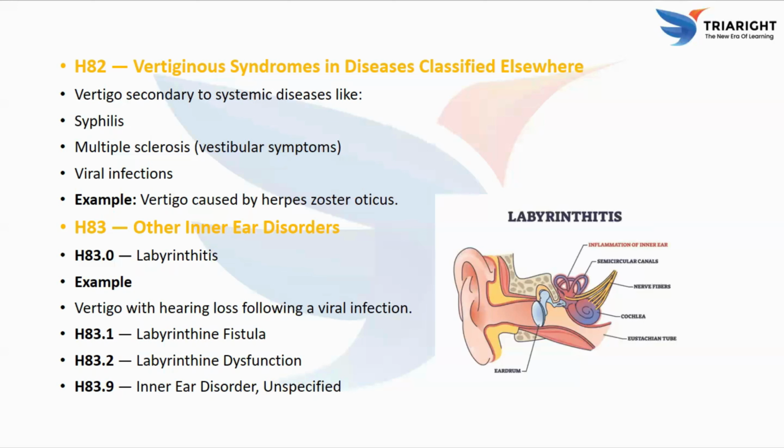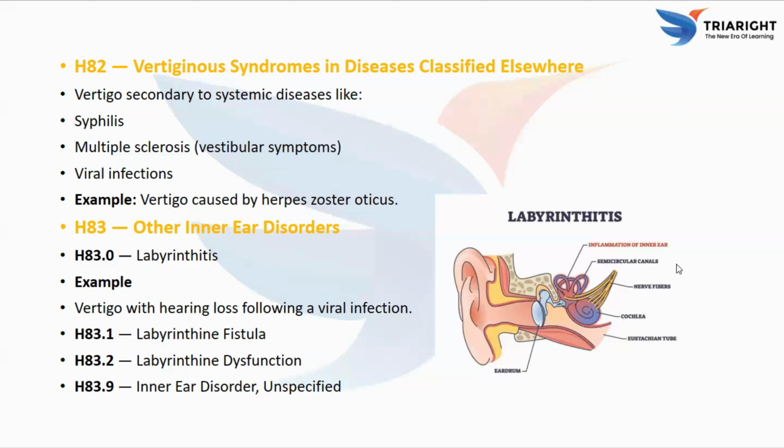So what will be the symptoms? You can experience vertigo, which is acute or severe, hearing loss, which is sensorineural hearing loss, tinnitus, nausea or vomiting, and also imbalance. The example given in the slide is vertigo with hearing loss after a viral infection.